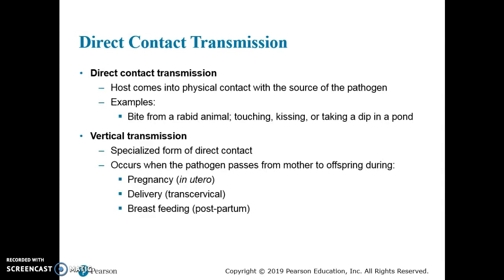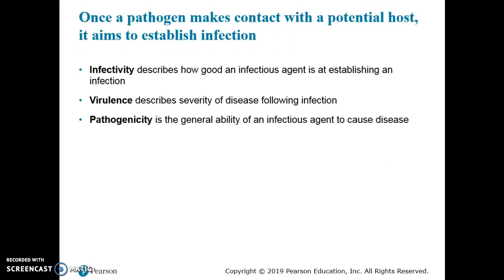All right, so we talked about this on the last slide, just additional information. The direct contact, the host comes into physical contact with the source of the pathogen. And then vertical transmission, this is a specialized form of direct contact because it passes from mother to offspring. And it has those 3 time periods with pregnancy, delivery, and breastfeeding. Once a pathogen makes contact with the host, the goal is to establish infection. And there are a couple of words or terms used when describing the ability of an organism to cause infection.